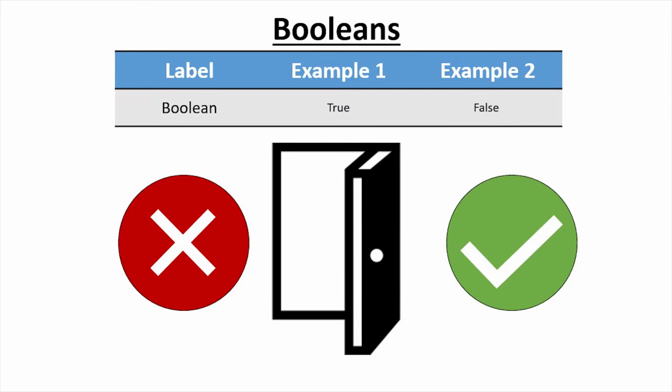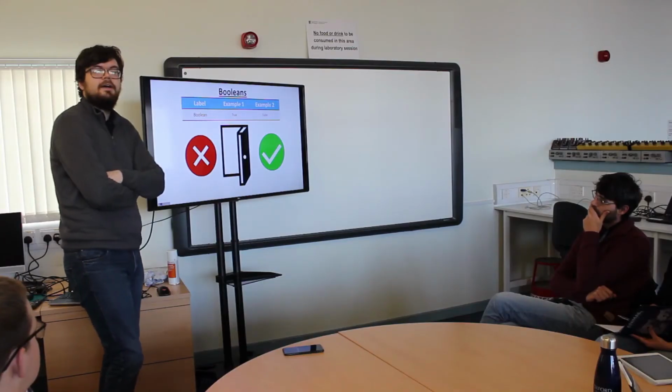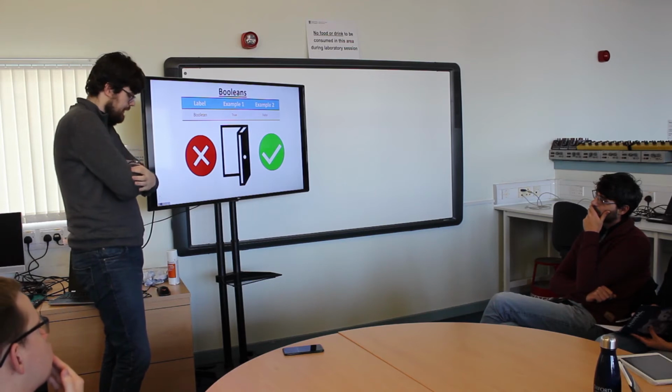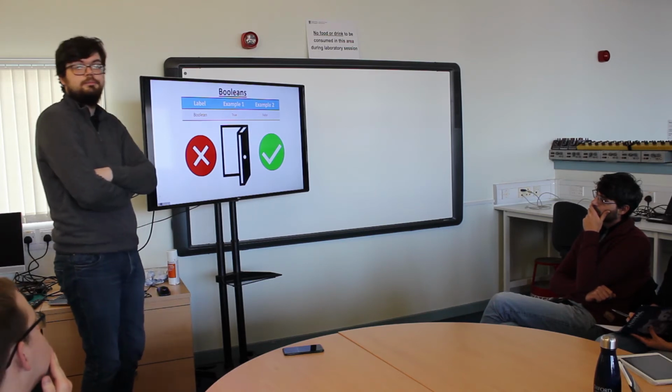Booleans can have two values. They can be either true or false. They represent logical conditionals. You'll be using Booleans a lot, and you'll see some uses for Booleans in a bit when we start talking about loops.